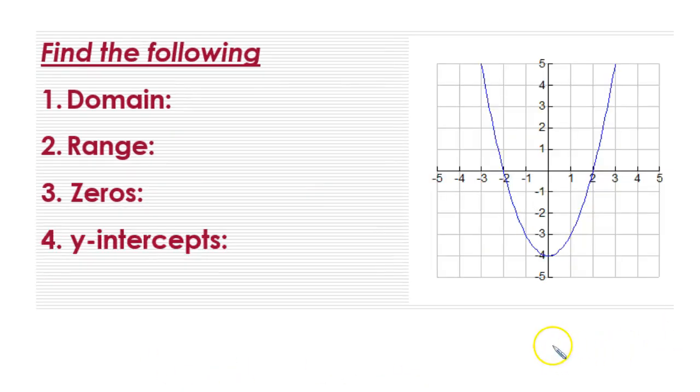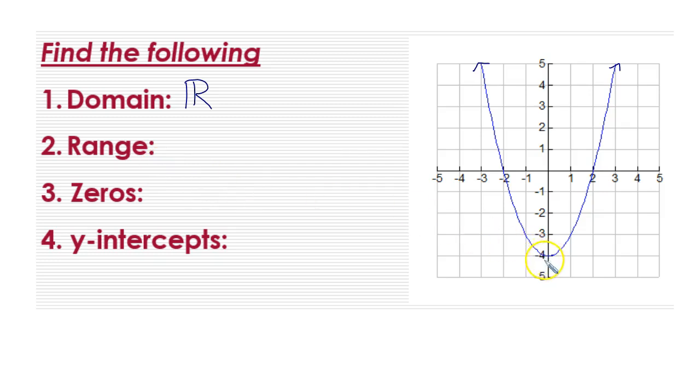Let's look at another example. Find the following: domain, range, zeros, and y-intercept. Well, domain, again, arrow on the left. Follow it along, x values along this function forever to the right. Every single one of these will have a domain of all real numbers.